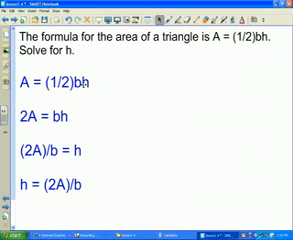To solve for h, to isolate the h, I'm going to multiply both sides by 2. That brings me to this second line: base times height is equal to 2 times the area. And now to solve for the height, all I have to do is divide both sides by the base. Height is 2 times the area divided by the base.